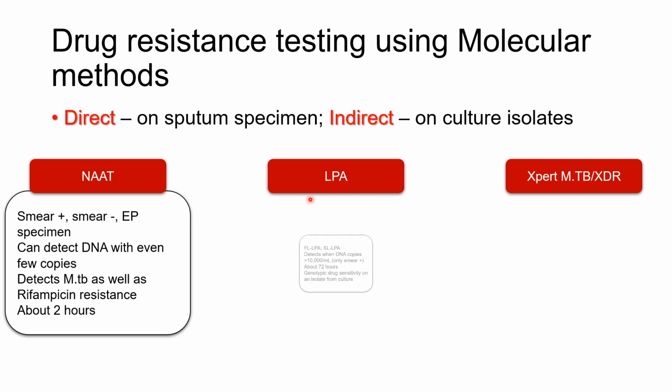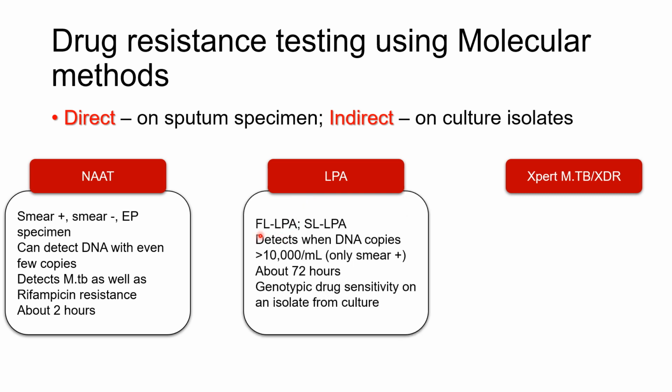On the other hand, the line probe assay consists of two types. First line probe assay, testing for the first line drugs, that is HRZE. Second line probe assay, you test for the second line drugs like fluoroquinolones or group A, B, C drugs. It detects when DNA copies are more than 10,000 per ml, that is only smear positive cases, it can give the result. It is slightly longer, taking about 72 hours, and genotypic drug sensitivity on an isolate from a culture should be performed.